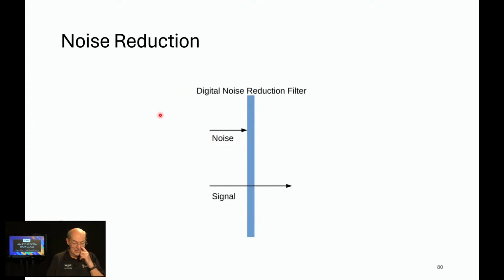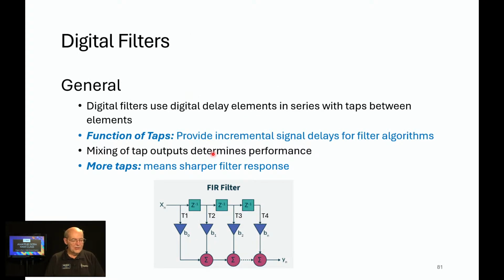So this would be an example of an adaptive signal filter. It lets some stuff through and won't let other stuff through, very much like a coffee filter. You can see that parallel here. So in general, the digital filters use delay elements in series with taps between elements. And I found a picture here that I thought was really helpful. So here's an incoming data stream.